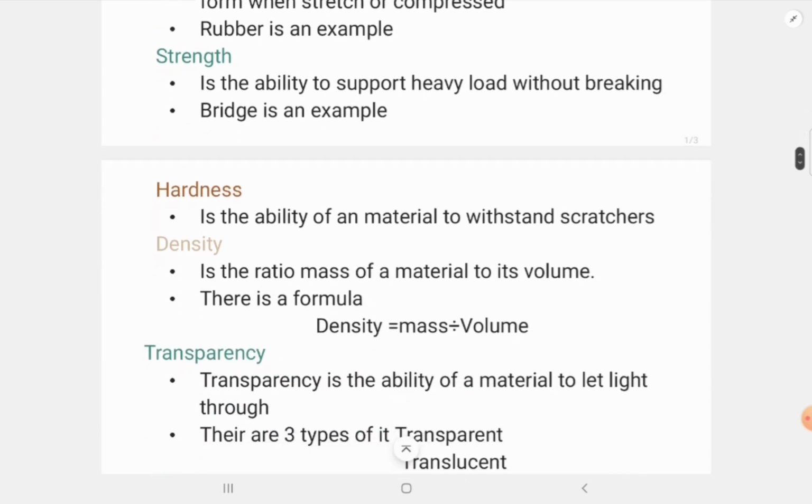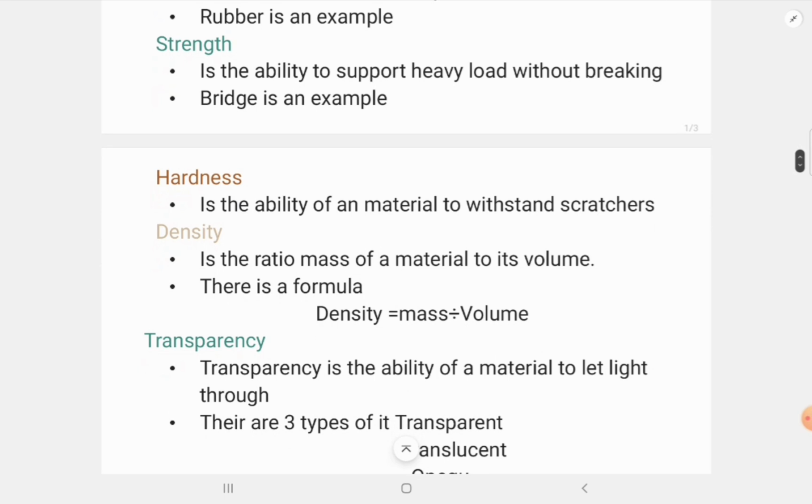Strength. Strength is the ability of a material to support a heavy load without breaking. A strong material can support a heavy load. Which of the two bridges shown below is stronger?